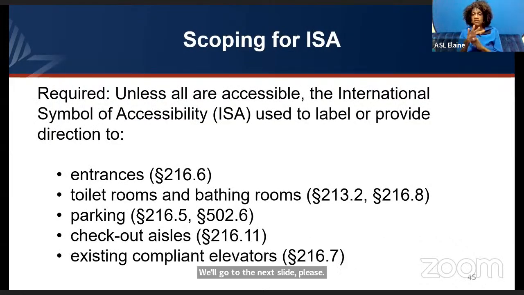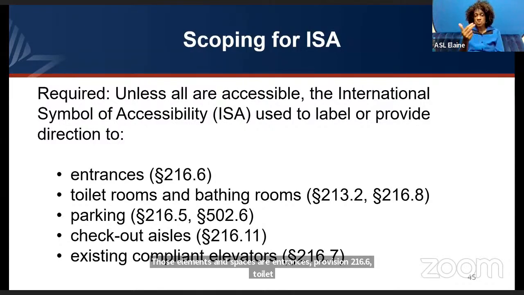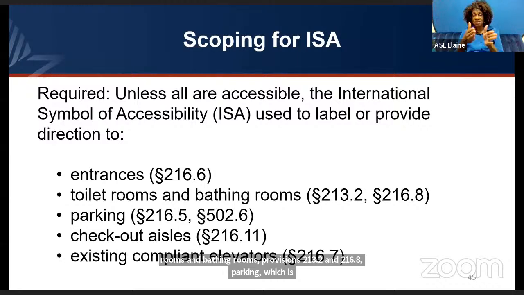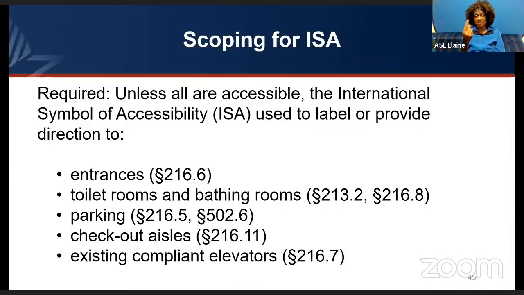Slide 45. This slide addresses the scoping for the ISA, which must be used to label or provide direction to a number of elements and spaces. Those elements and spaces are entrances, provision 216.6, toilet rooms and bathing rooms, provisions 213.2 and 216.8, parking, which is provisions 216.5 and 502.6, checkout aisles, which is provision 216.11, and existing compliant elevators, which is provision 216.7.